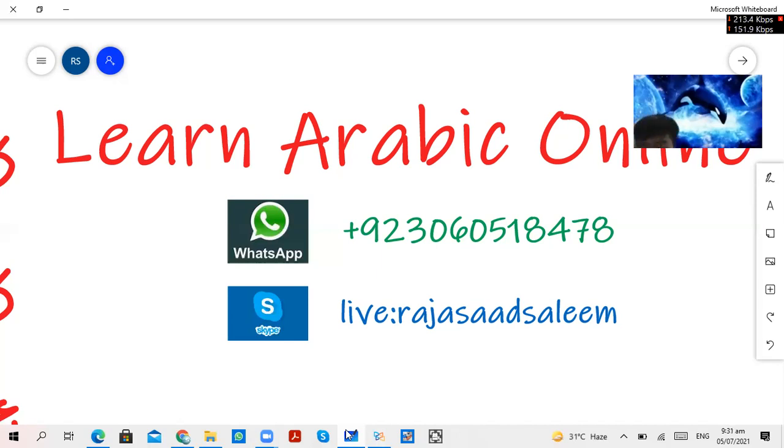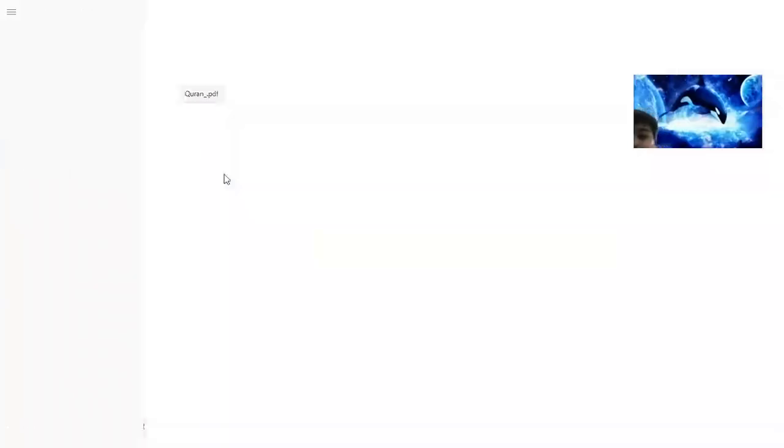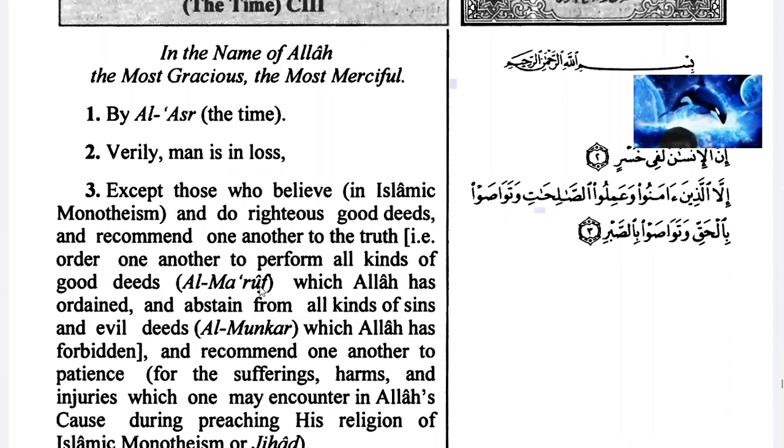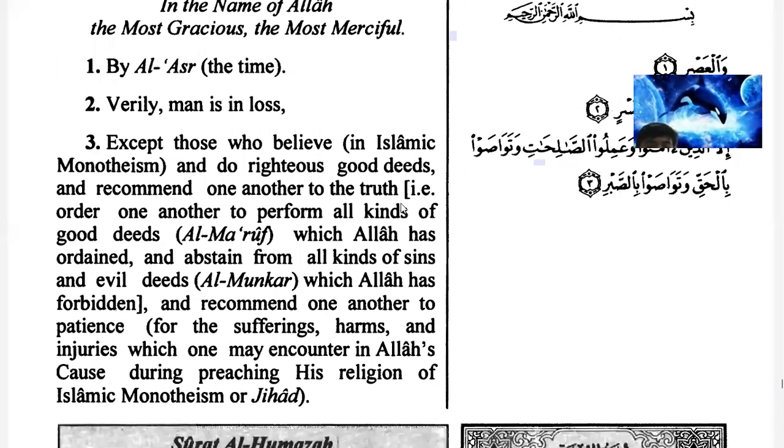Assalamu alaikum. Wa alaikum salam. Okay, except those who believe in Islamic monotheism and do right deeds, good deeds, and recommend one another to the truth, i.e. order one another to perform all kinds of good deeds, are ma'ruf, which Allah has ordained, and abstain from all kinds of sins and evil deeds, are munkar, which Allah has forbidden, and recommend one another to patience for the sufferings, harm, and injuries which one may encounter in Allah's cause during preaching his religion of Islamic monotheism or jihad.